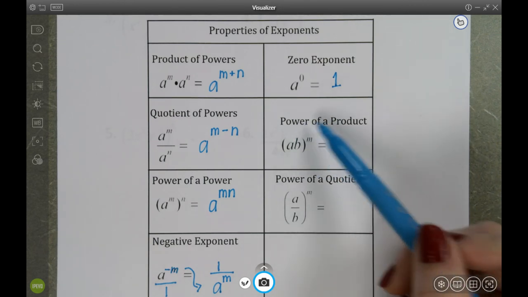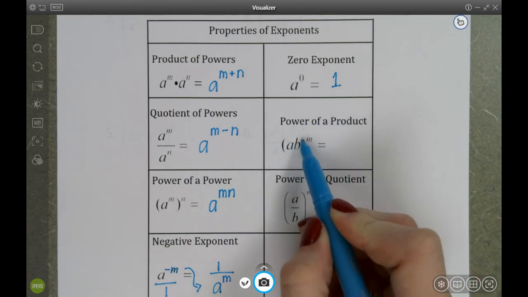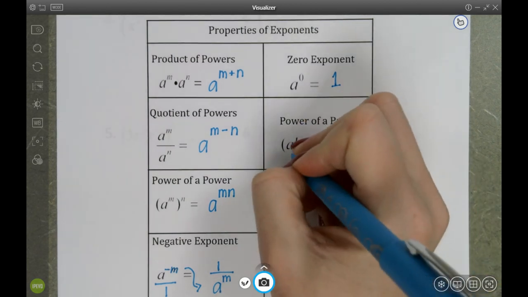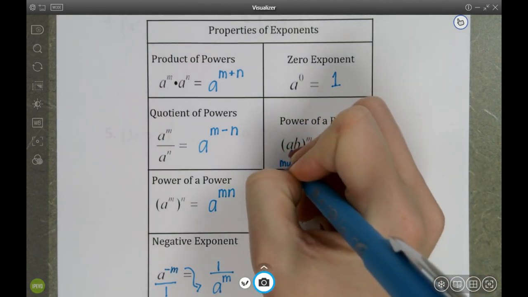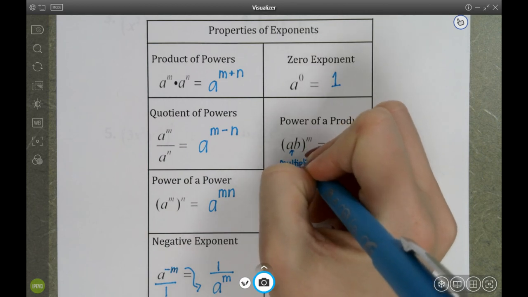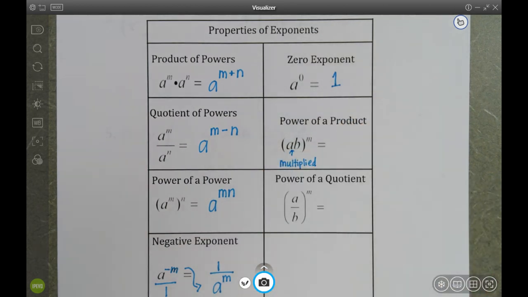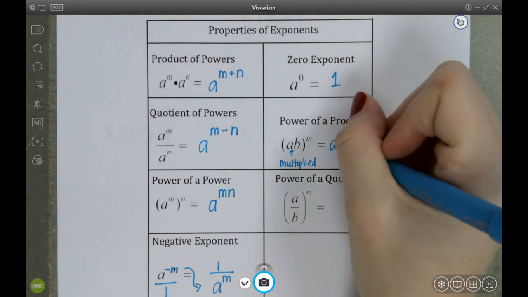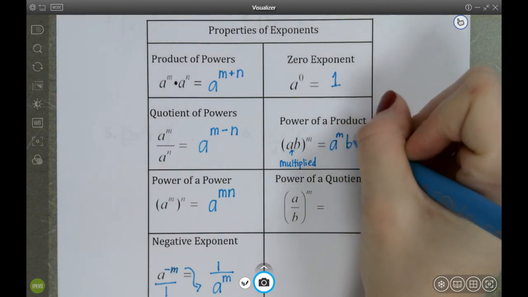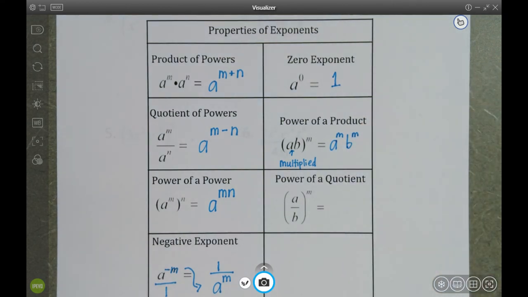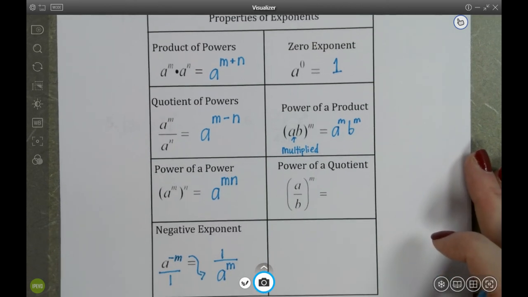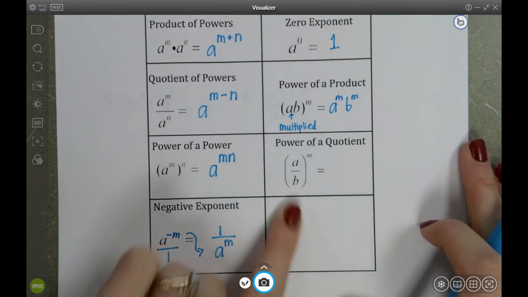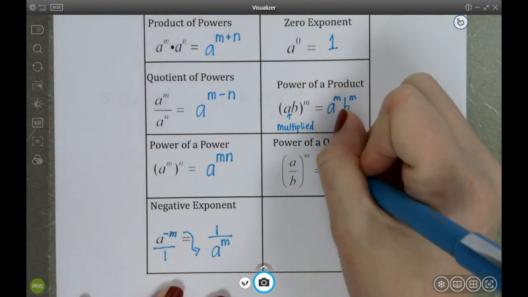When you have a power of a product, so you have things that are multiplied in here. Notice these are multiplied. If the stuff on the inside of the parentheses is being multiplied, then you can distribute the exponent. If it's being added or subtracted, that does not work. But if it's being multiplied, you can distribute. Or if it's being divided, you can distribute.